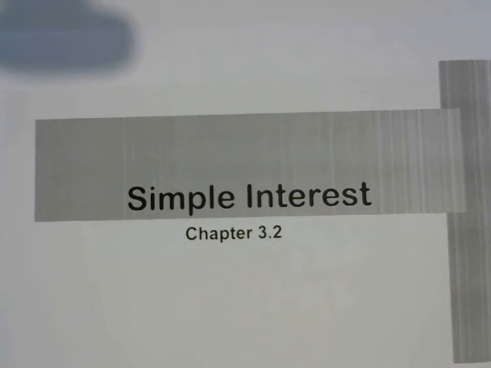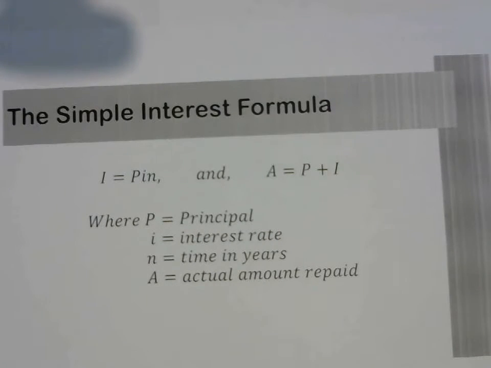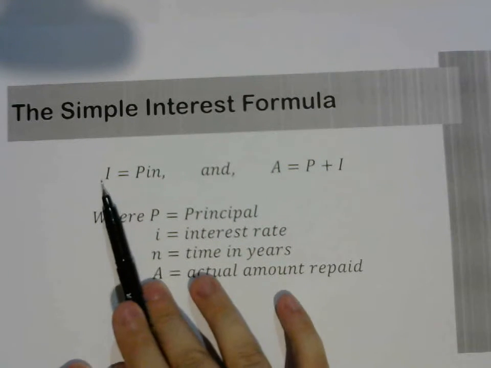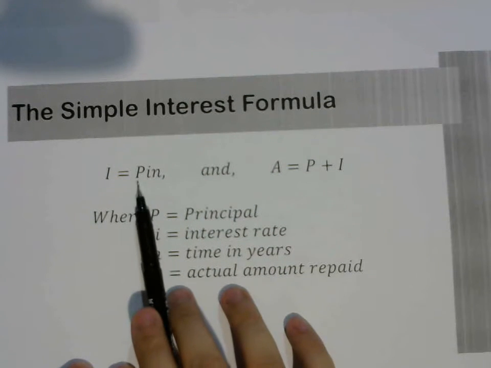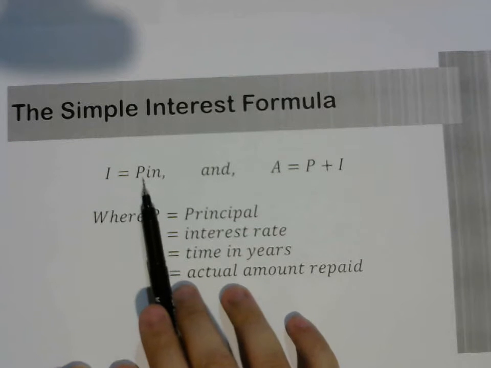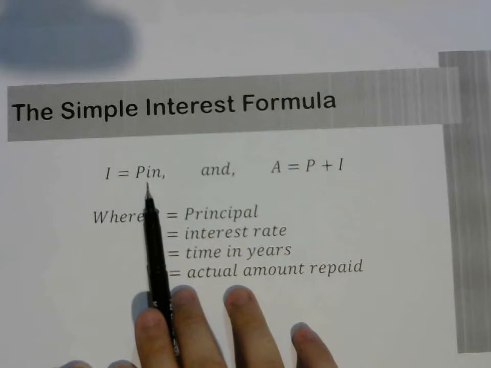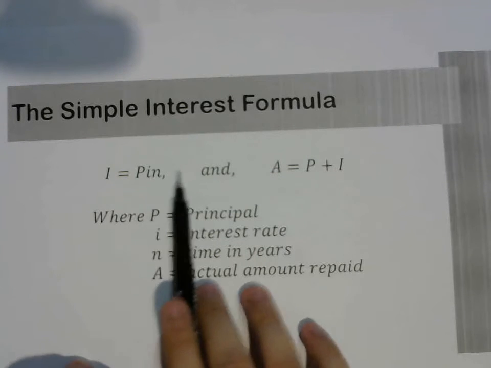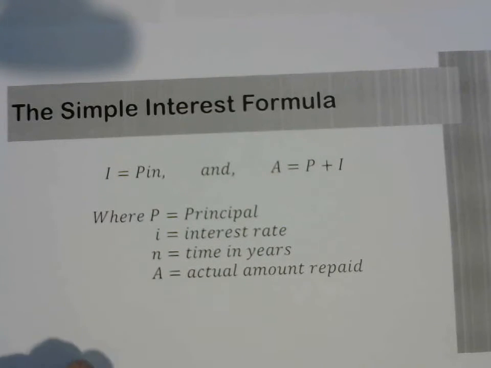In this video I'm going to show you how to calculate interest using the simple interest formula. So here's the simple interest formula. I, which is the interest, equals P, which is the principal, times I, which is the interest rate, times N, the number of years. Which is easy to remember because that spells PIN.